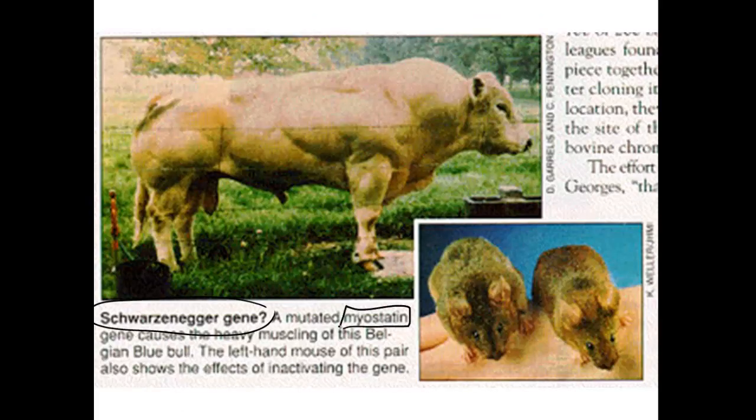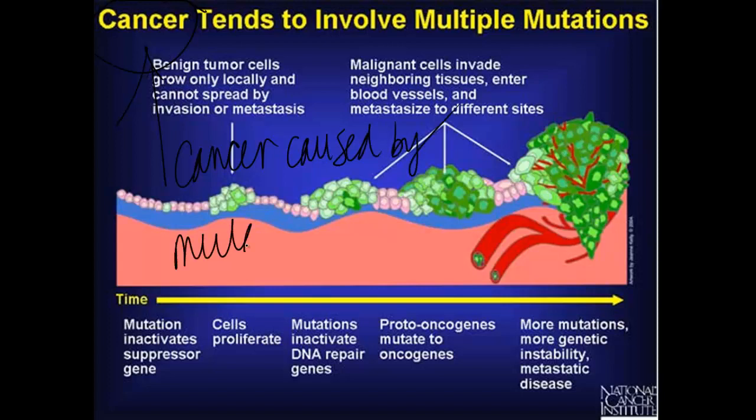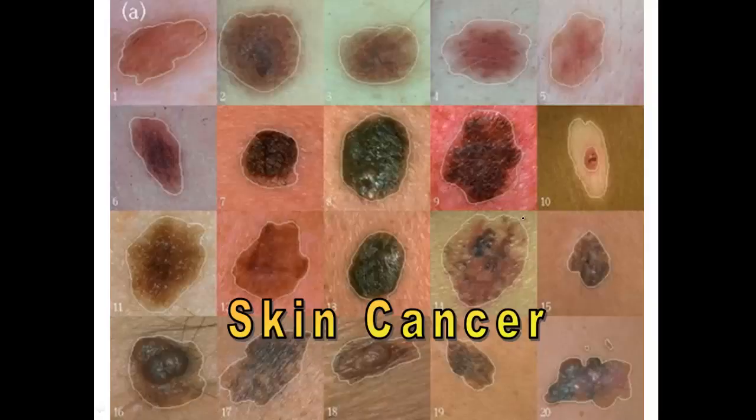This is a myostatin gene. This is a bull that was born normally. It had way too many muscles because of a genetic mutation. Cancer is also caused by genetic mutations, usually by more than one genetic mutation. So the more you're around mutagens, the increased chance you have of getting cancer. Here's skin cancer, and when we talk about cancer, we'll be seeing a lot more.